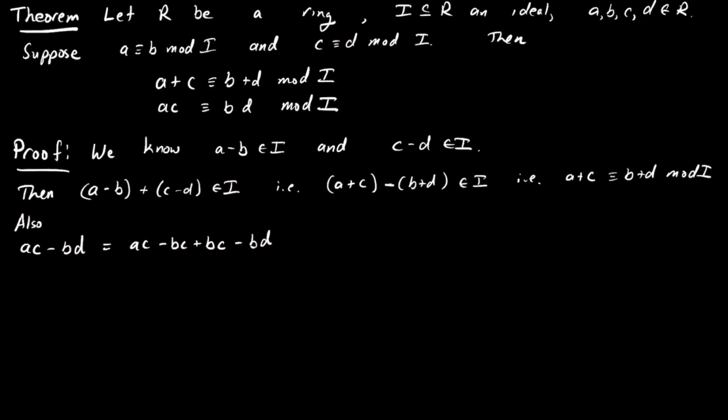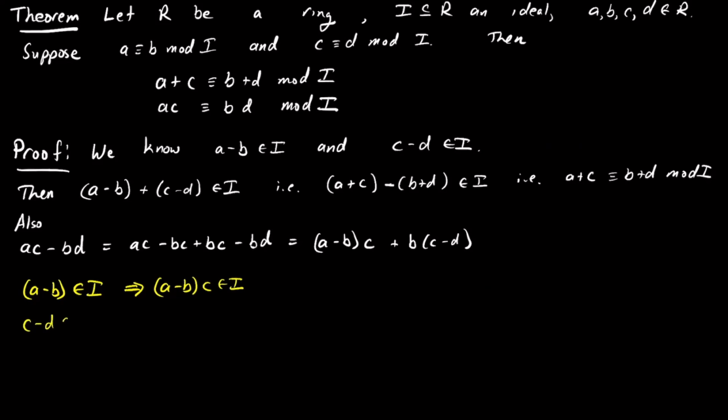Okay, and then what am I going to notice? Well, the first thing, I could factor a C out, so I'll write this as A minus B times C. And in the second two terms, I can factor a B out, so I'll write this as B times C minus D. Okay, and what does that get me? Well, I know that A minus B is an element of I. So that implies that A minus B times C is an element of I, because ideals absorb under multiplication. I also know that C minus D is an element of I.